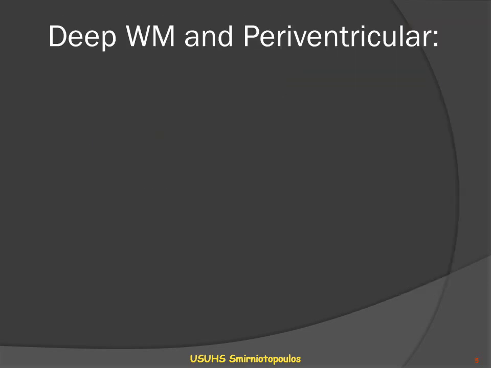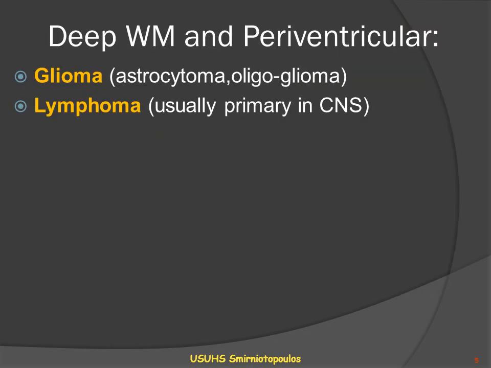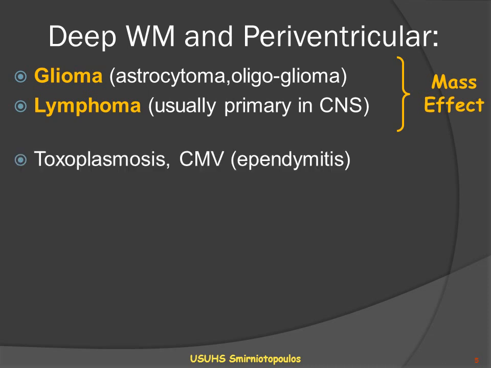Let's think a little bit more about deep white matter and periventricular lesions. Gliomas, astrocytoma and oligoastrocytoma, and lymphoma, usually primary lymphoma in the central nervous system, are the classic lesions that expand by infiltrating the corpus callosum.